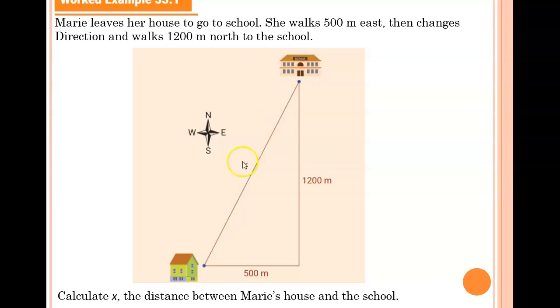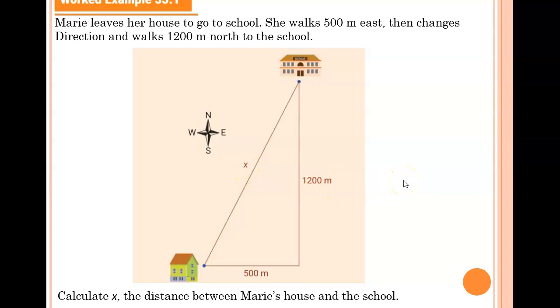And it gives a little graphic of this. This is her house. She goes east 500 meters, remember north, south, east and west. So she moves 500 meters east, and then she goes 1200 meters north to the school. And then it says, calculate x, the distance between Marie's house and the school. So there's Marie's house, there's the school, distance x.